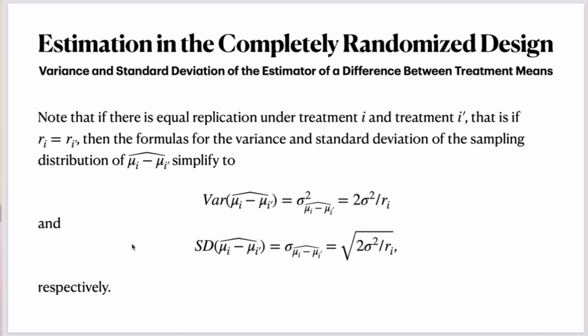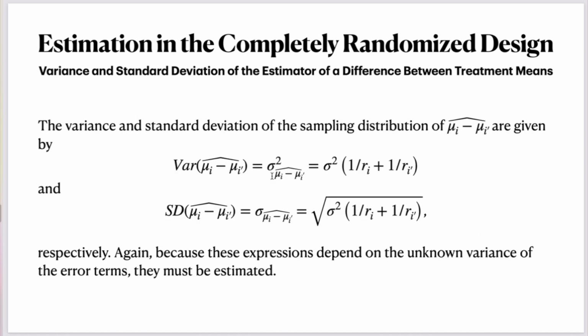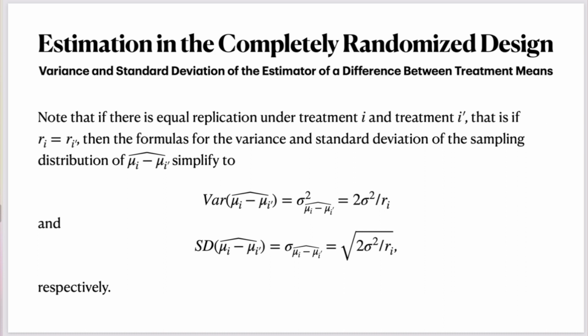And the standard deviation would then be the square root of that. So if you have equal replication, you can use this simplification, or you could obviously compute that using the other expression as well. But if the sample sizes are different, you have to use this version. You cannot use the simplified version. But again, whichever formulation applies here, we're not able to calculate these quantities exactly because we don't know the variance of the error terms. We don't know sigma squared.